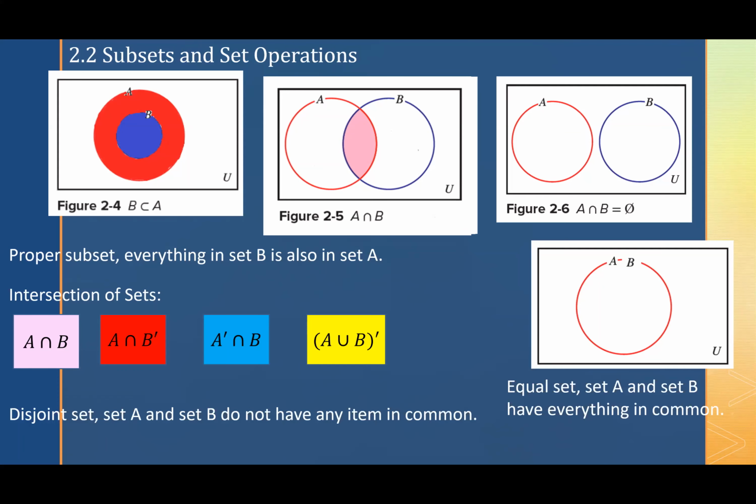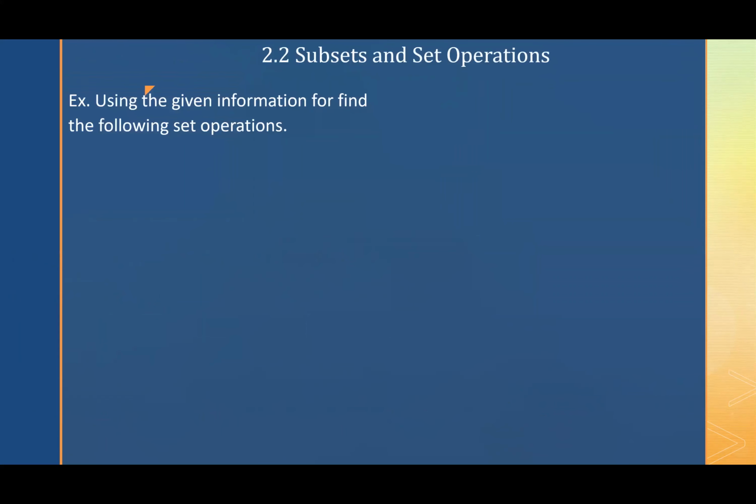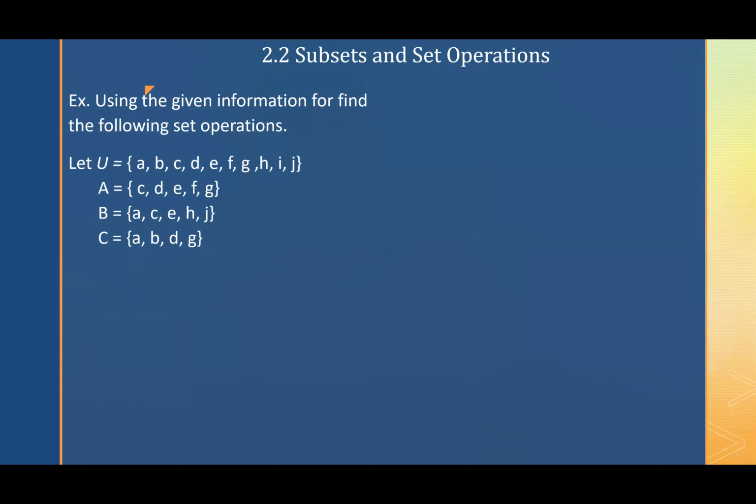So the last thing we have in 2.2 is how can we use those three definitions, the complement, the union, and the intersection, to find my item. Let's say they give you this information. They give you the universal set, and it contains A, B, C, D, E, F, G, H, I, J. Then my A set, my B set, and my C set.